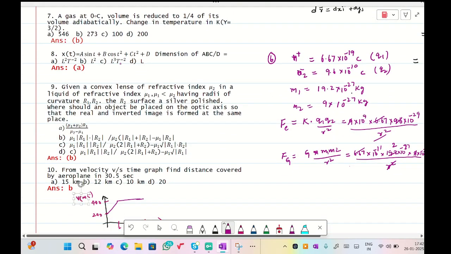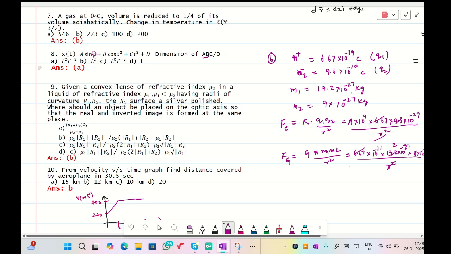Here they're asking the dimensions of ABC by D, and to find out the A dimension, B dimension. Here sine has no dimension, because plane angle and solid angle are supplementary quantities. They have no dimension formula. E power, logarithms, are dimensionless quantities. They will ask about dimensionless quantities.